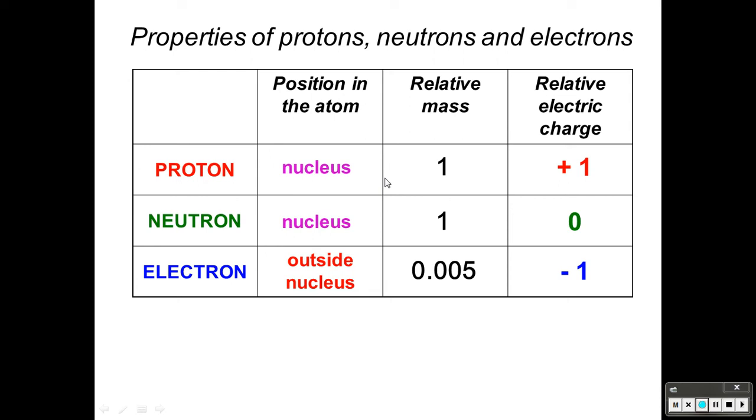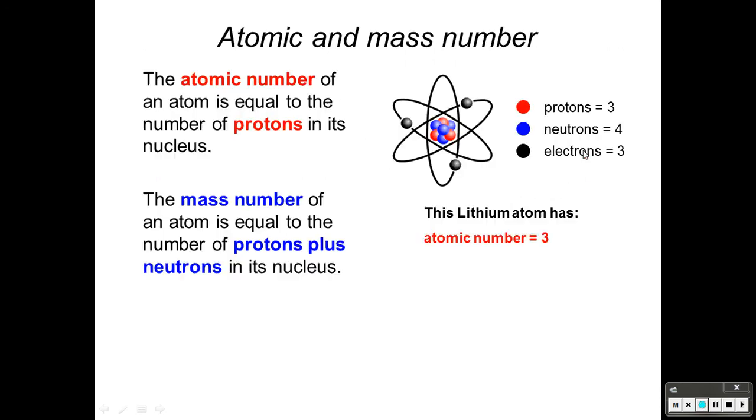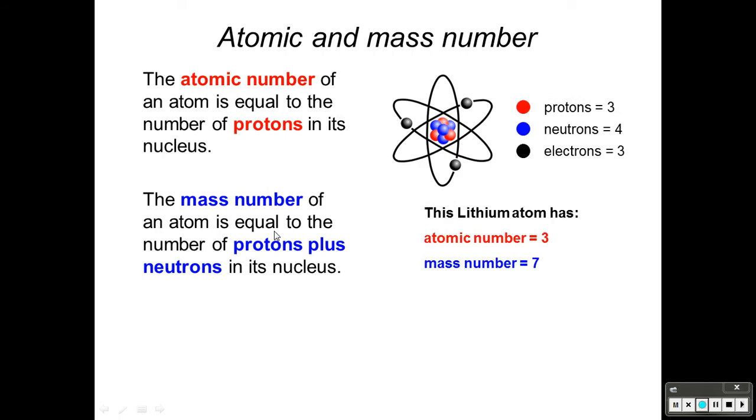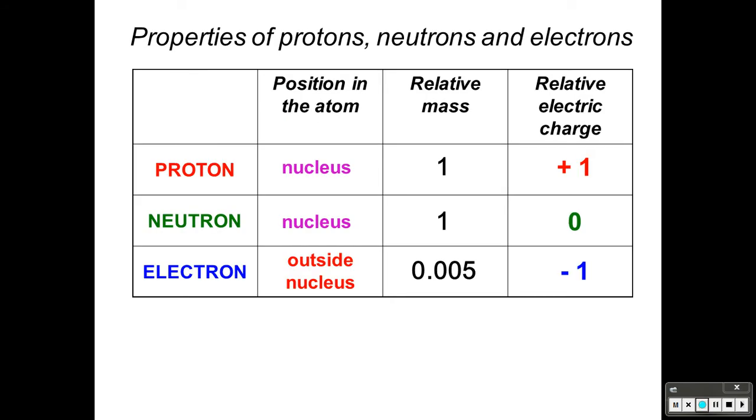So now that you see the proton and the electrons have opposite charges, it makes sense that this statement is true: an atom will always have the same number of electrons as protons. Atoms have no charge. So if it has 4 pluses, in order for it to be overall no charge, it needs to have 4 minuses.